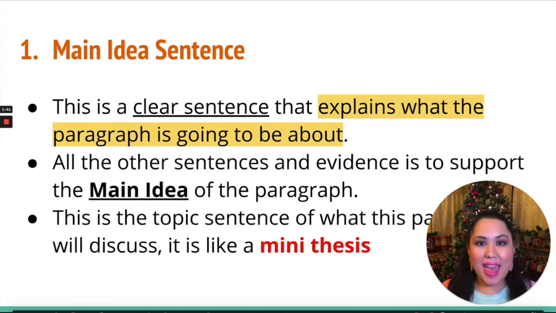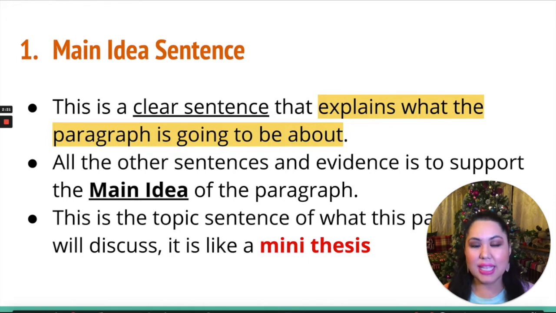Okay, so the M is your main idea sentence. Your main idea sentence will start your body paragraph. Remember, you already have your thesis statement. That is in your introductory paragraph. Now you have a new paragraph and you need a main idea sentence. This is a topic sentence and will tell your reader what they're going to read about in this paragraph. This is a clear sentence that explains what the paragraph is going to be about.